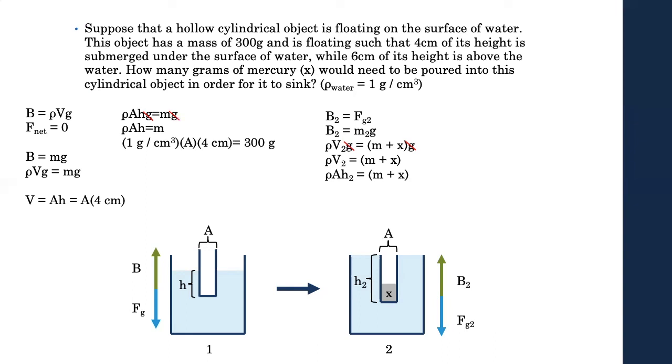And I told you the density of water is 1 gram per cubic centimeter. I told you the tube is 4 centimeters submerged. And I told you that the tube weighs 300 grams. So you can actually solve for A to get 75 square centimeters. And that can happen. So the question was, what happens when the question is set up differently such that you actually need to use gravity to solve some of the variables?